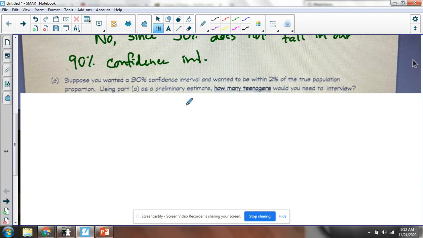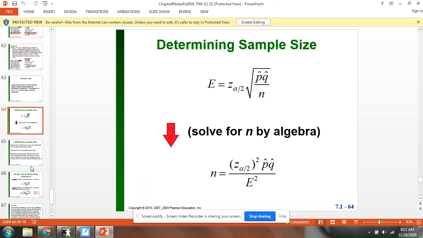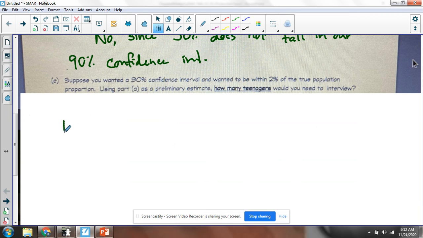Then this says, suppose you want a 90% confidence interval and want it to be within 0.2% of the true population proportion. Using part A as a preliminary estimate, how many teenagers would you need to interview? This is actually notes that I give my class, from the PowerPoint notes. Here's the formula we need to find sample size given a proportion. It's n equals z of alpha over 2 squared times p hat times q hat all over margin of error squared.